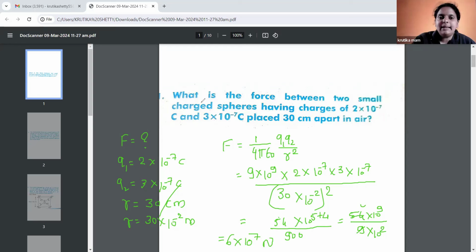Okay, students. So look at what they have asked here: what is the force between the two small charged spheres having charges of 2 into 10 raised to minus 7 coulomb, 3 into 10 raised to minus 7 coulomb placed 30 centimeter apart in air. So we have calculated the force here. The force we are getting is 6 into 10 raised to 7 Newton. Okay. So now we are moving to the next question.